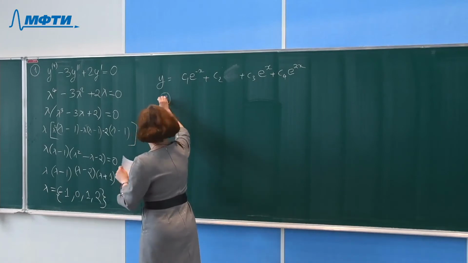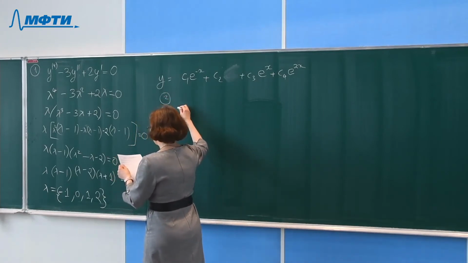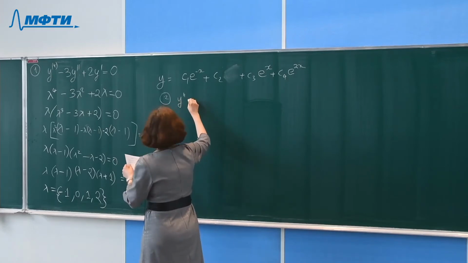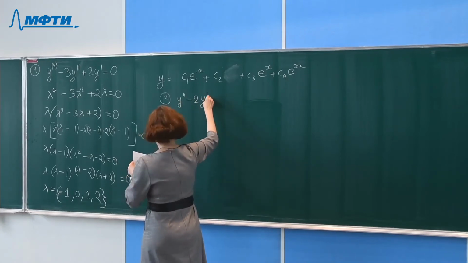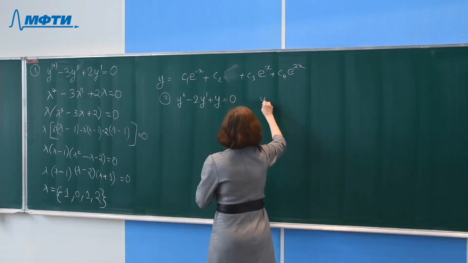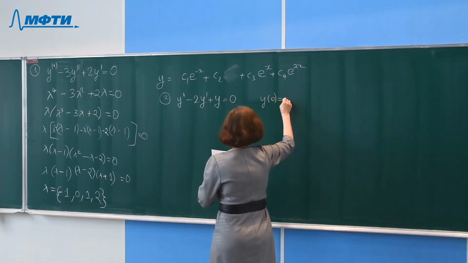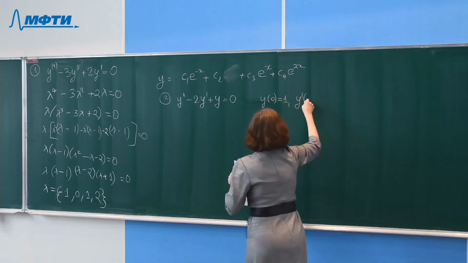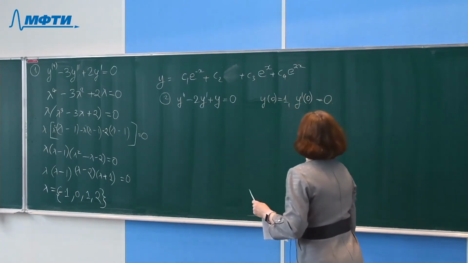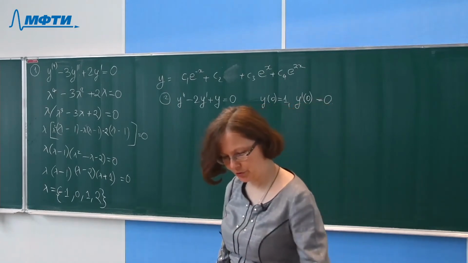So task number 2 will be the following. Find the particular solution of the following equation: minus 2y' plus y equals 0, and we're given the initial conditions. Okay, who wants to solve?